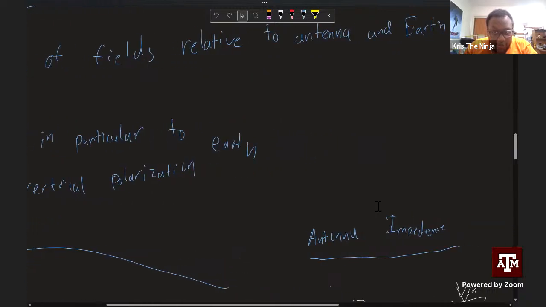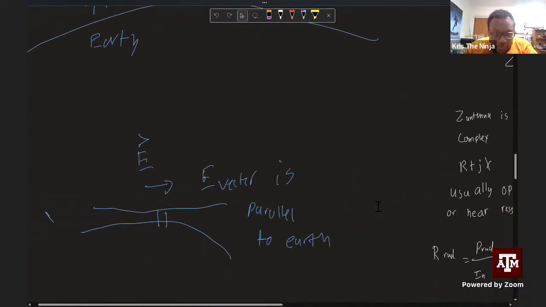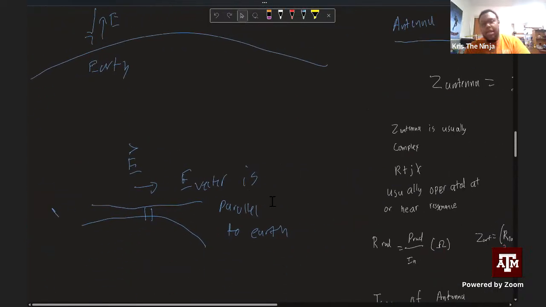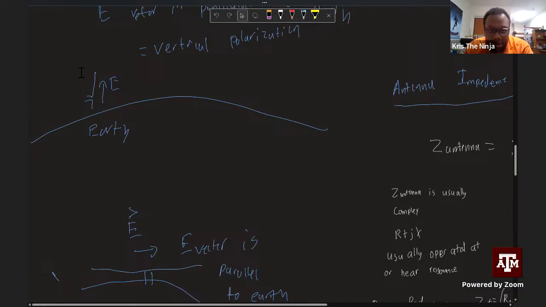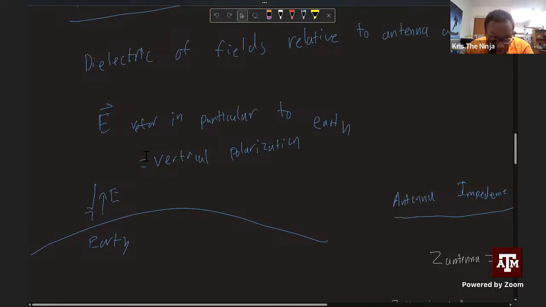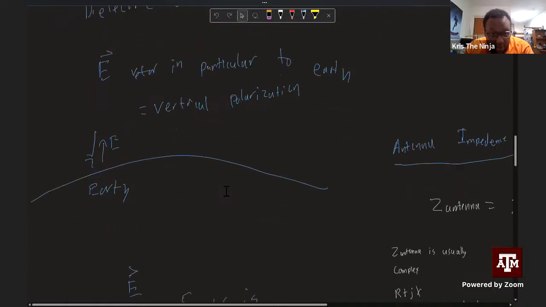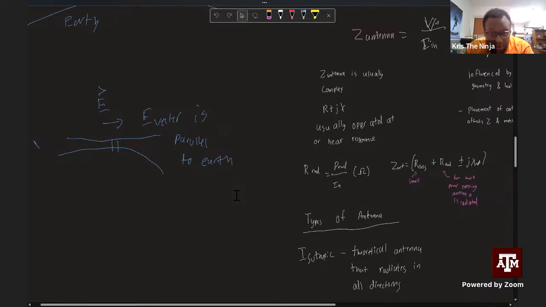Polarization, dielectric fields relative to the antenna and Earth. That's basically this. I don't think we'll be tested over this, because there was not really an equation given for this. He might just ask how dielectric fields are polarized. You see that this is perpendicular to the Earth. That's vertical polarization. This is parallel to the Earth. That's horizontal polarization.